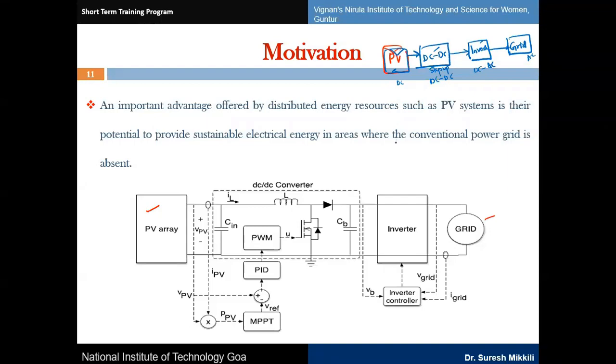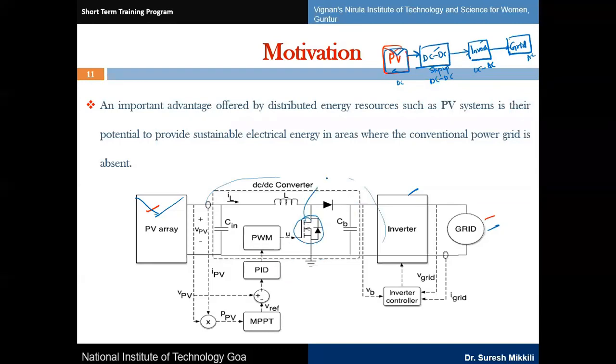This is where MPPT plays a vital role. Here, this is the PV array, this is the grid, and this is an inverter. So this part is my DC-DC converter. If you observe the DC-DC converter from earlier, there is a switch.